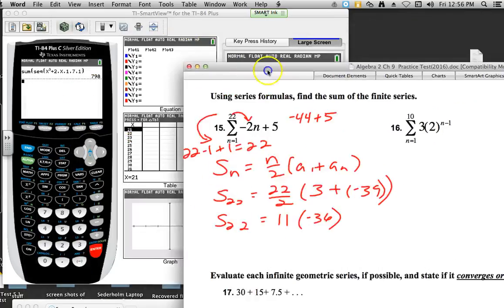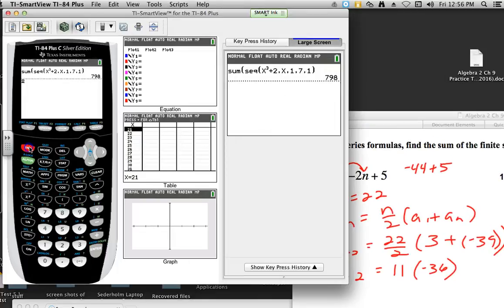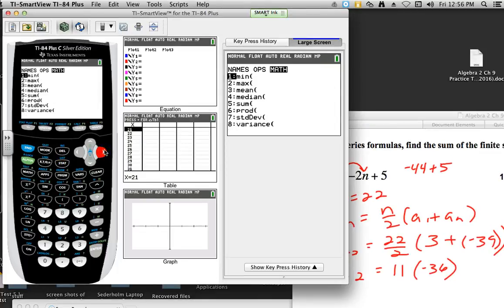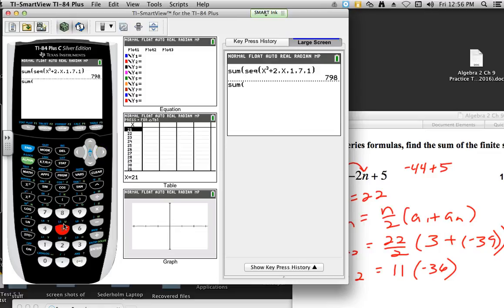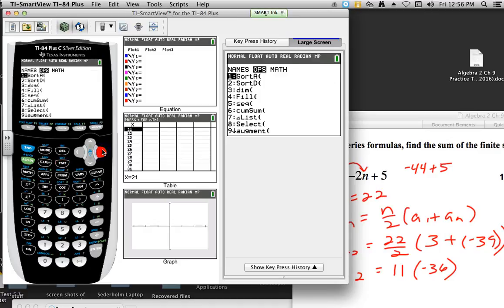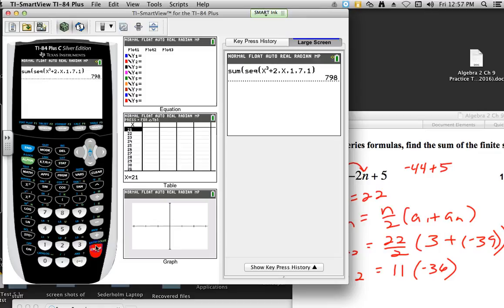But again, this is another one that we could check on the calculator by second stats, math, number 5, find the sum. And then second stats, ops, number 5. And then we're just going to go ahead and put our negative 2x plus 5 in there, being careful to use the negative button. That's x, and we want this for 1 to 22 in steps of 1 by integers of 1. And enter. And there's that negative 396.